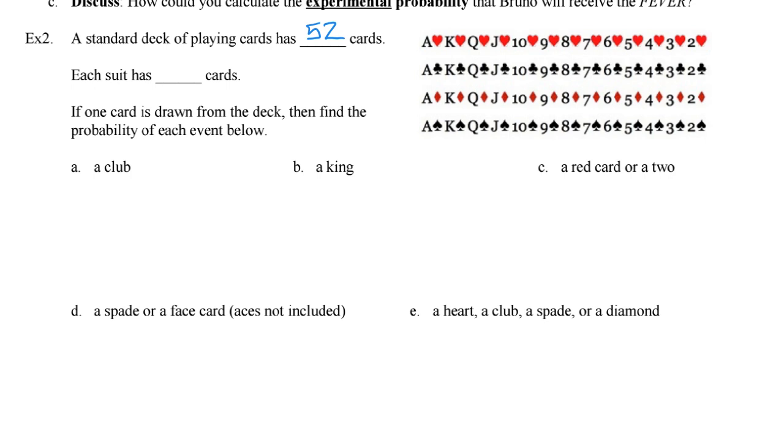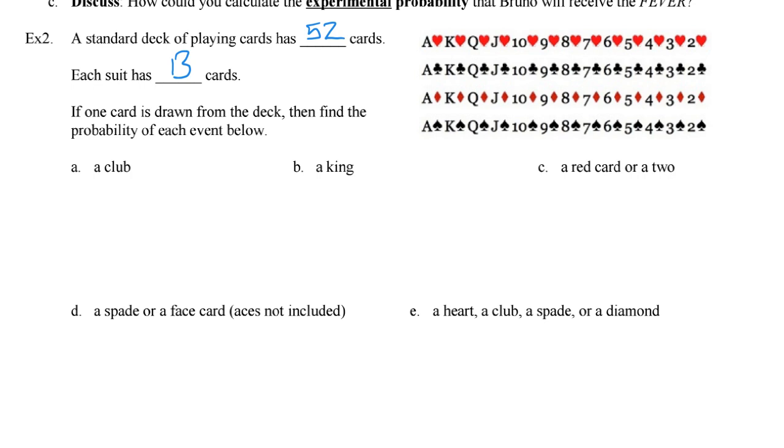Now, each suit has 13 cards. Now, if one card is drawn from the deck, then we need to find the probability of each event. So what's the probability of having a club? Now, if you think about it, this is what we call the theoretical probability, because we have our possibilities all laid out in front of us, and all we have to do is count the things that we're looking for.